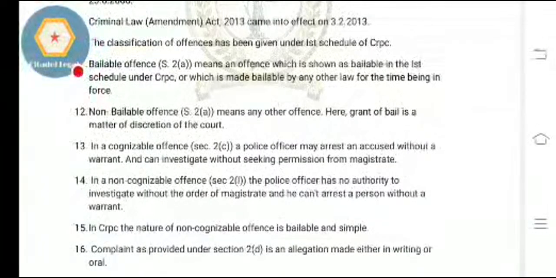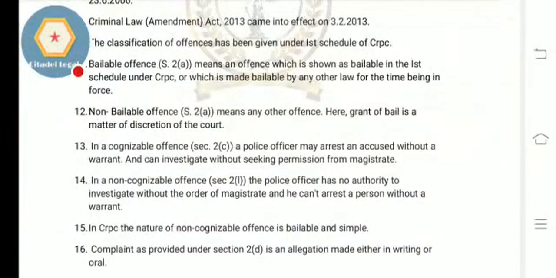Now, cognizable offence, 2(c): a police officer may arrest an accused without warrant and can investigate without seeking permission from the magistrate. We all know that for the purpose of starting an investigation, the police officials have to inform the magistrate and seek permission from him. But the very characteristic of a cognizable offence is that a police officer may arrest an accused without a warrant and can investigate without seeking permission from the magistrate.